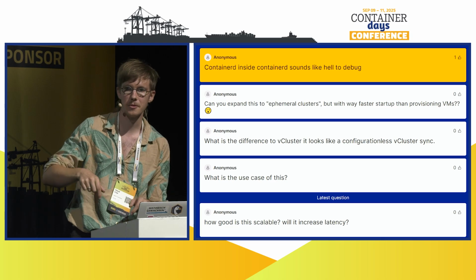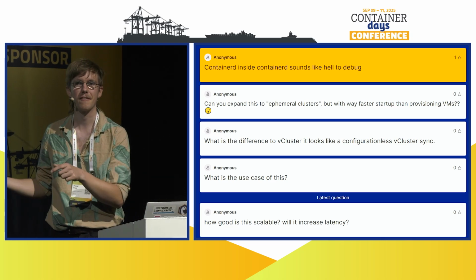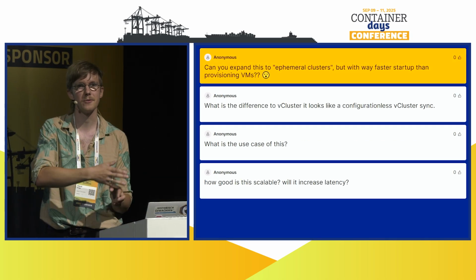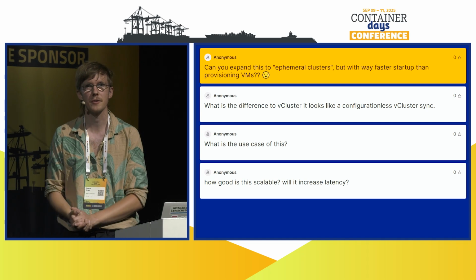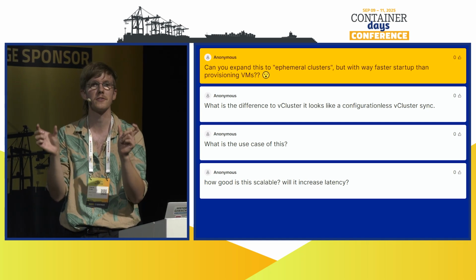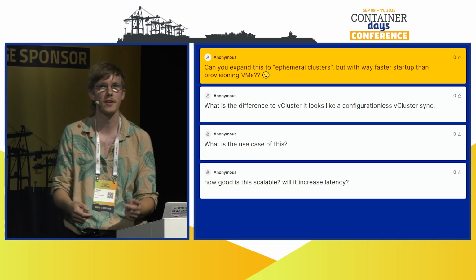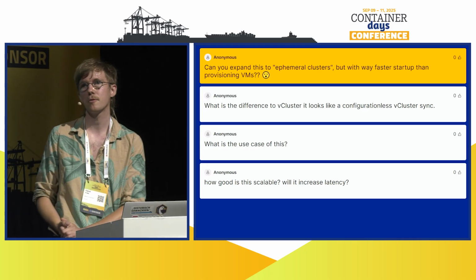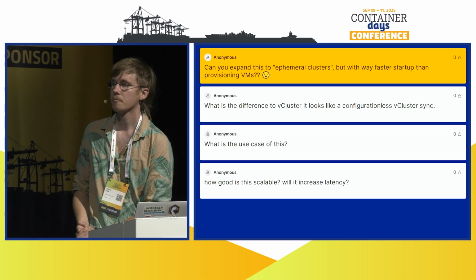What is hell to debug is finding the magic paths that are shared between containerd and kubelet, because they share a lot of directories, and since these are different containers, you will have to bind mount those together with bidirectional mount propagation, and yeah.